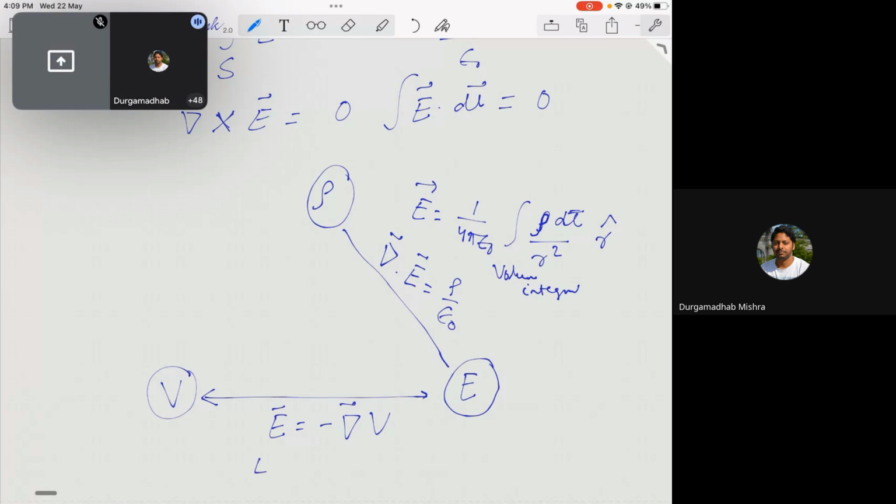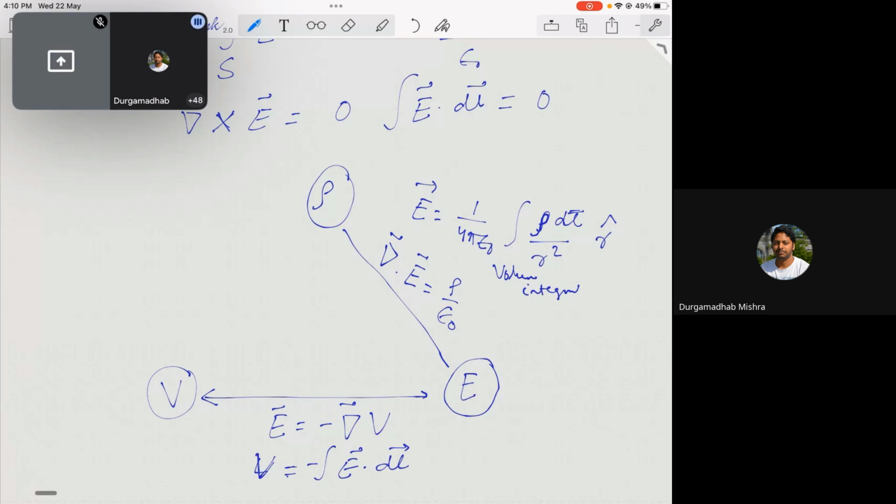So also you can find out the potential, which is given by minus E dot dl. Okay, so this you can use if you know the scalar potential: you can take the gradient of it and find out what the electric field is. Similarly, if you know the electric field, you take the line integral and find out the potential.